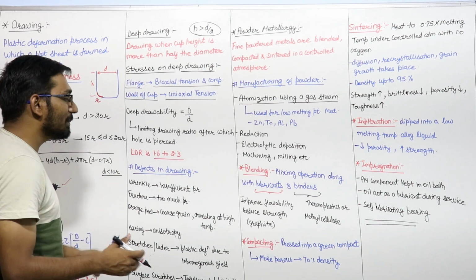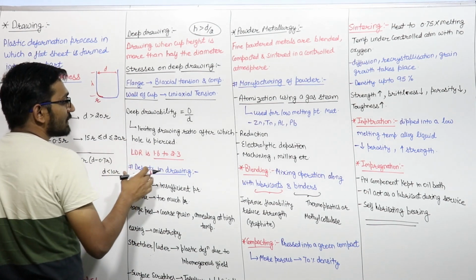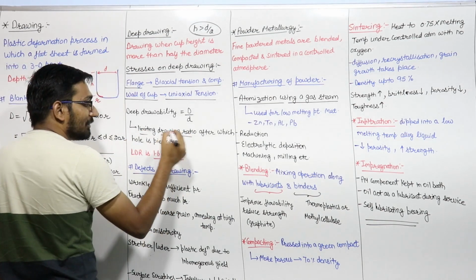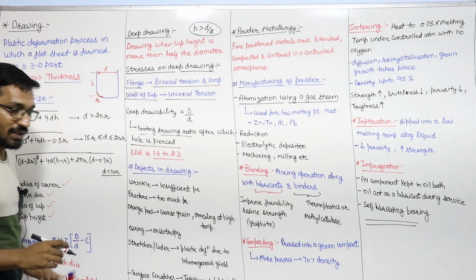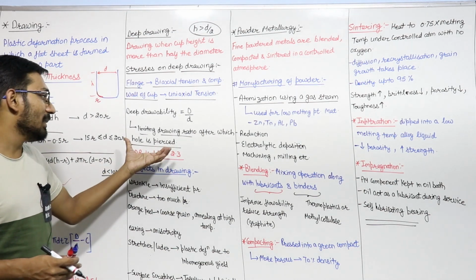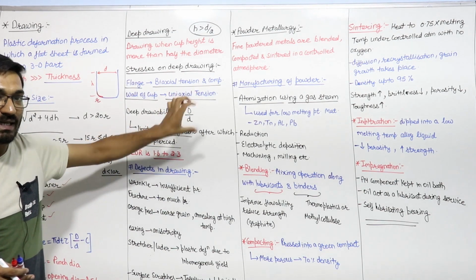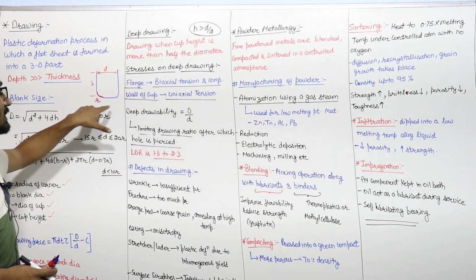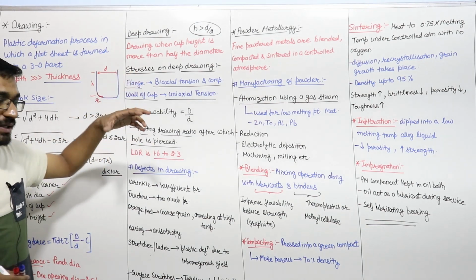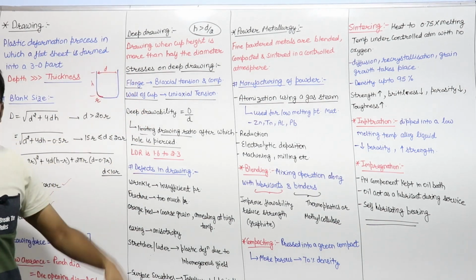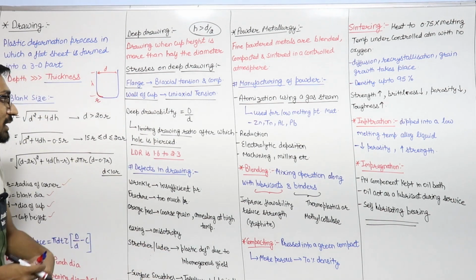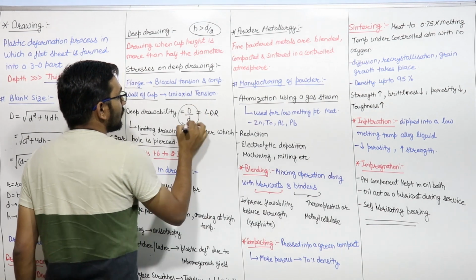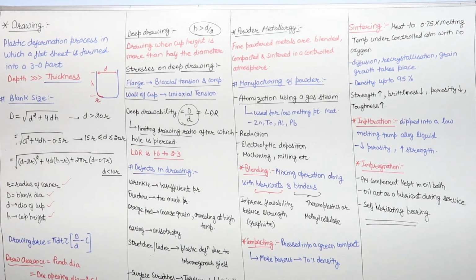And there is a ratio known as deep drawability, the limiting drawing ratio. This ratio, capital D by small d, is the maximum ratio at which you will be able to make this cup. If you increase this, then the hole will pierce, just like in blanking and punching. So the limiting drawing ratio, LDR, is equal to capital D upon small d.